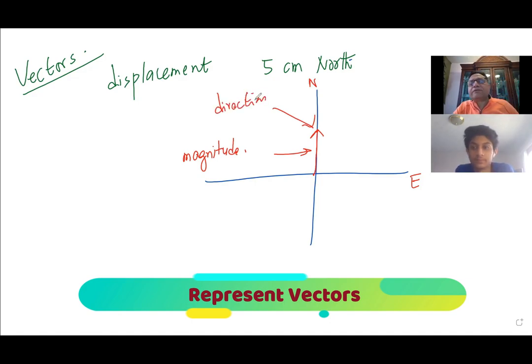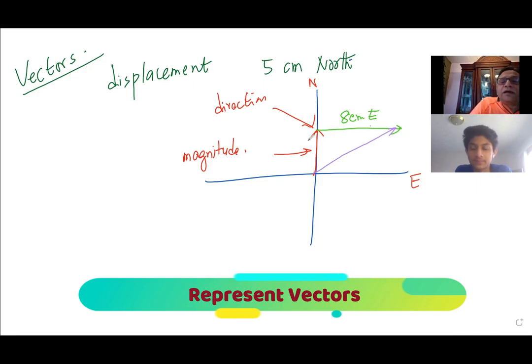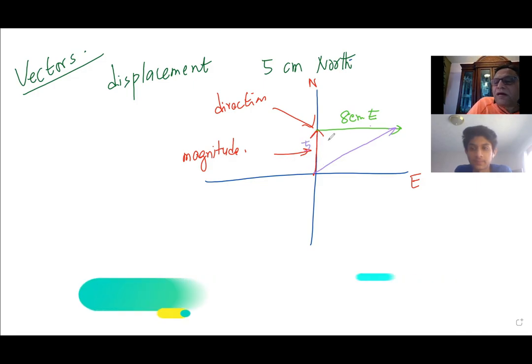Let us say a body moves 5 centimeters north. Then it moves, let's say, 8 centimeters east. Then what is the net displacement? You can use the Pythagorean theorem, right? 5 squared plus 8 squared, square root. Correct. And then you know the magnitude.